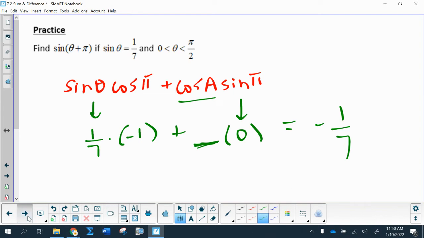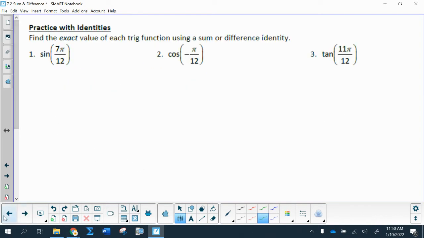Okay, second problem. Let me make sure I didn't need to scroll down. Okay, there we are. So now these, you have to figure out what the angles are that you're going to add together on your own. So we're trying to find two angles that add or subtract to give you the angles that are here.